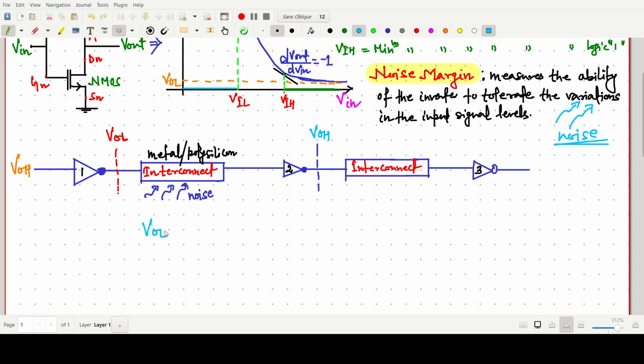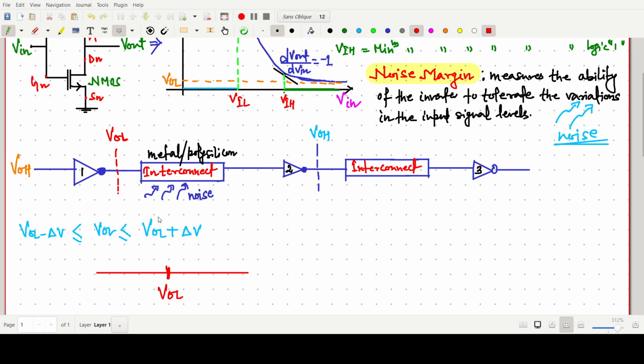This VOL will either be increased by some voltage, say del V, or it may be decreased by some voltage del V. For this interconnect, I am once again writing VOL as the input value, but due to the interconnect there is signal noise, since interconnects are generally prone to signal noise.